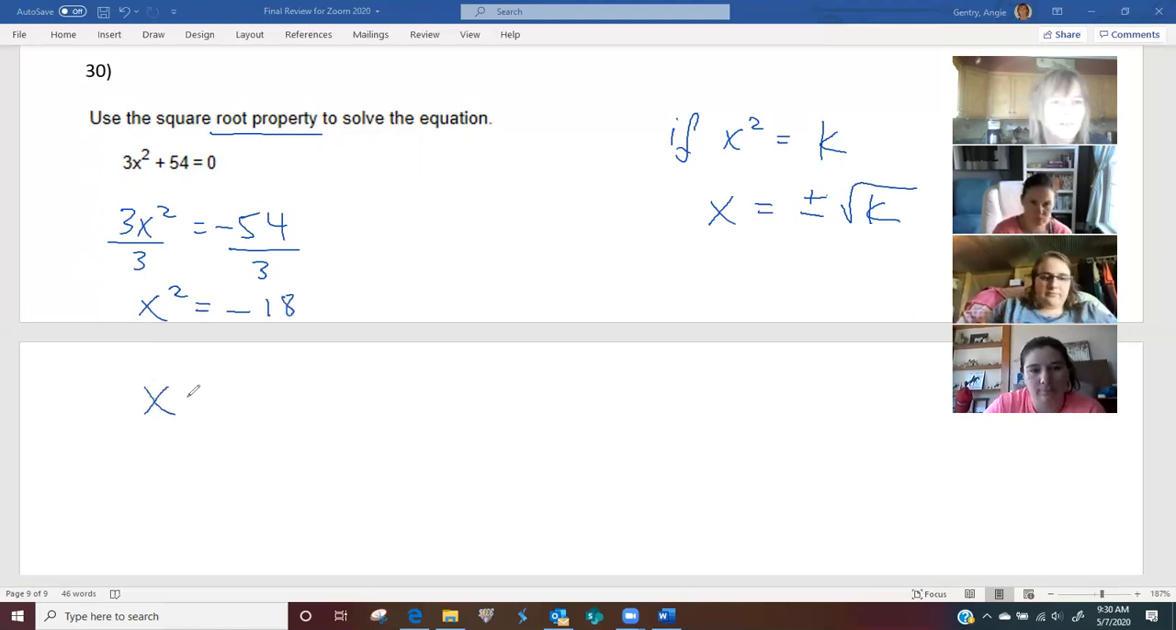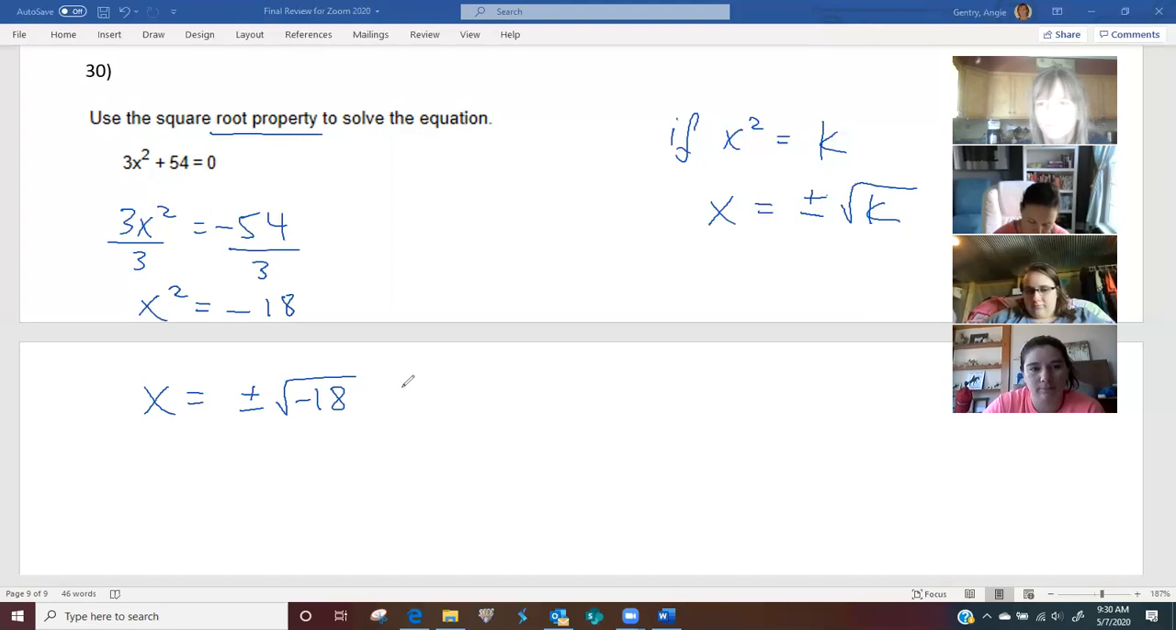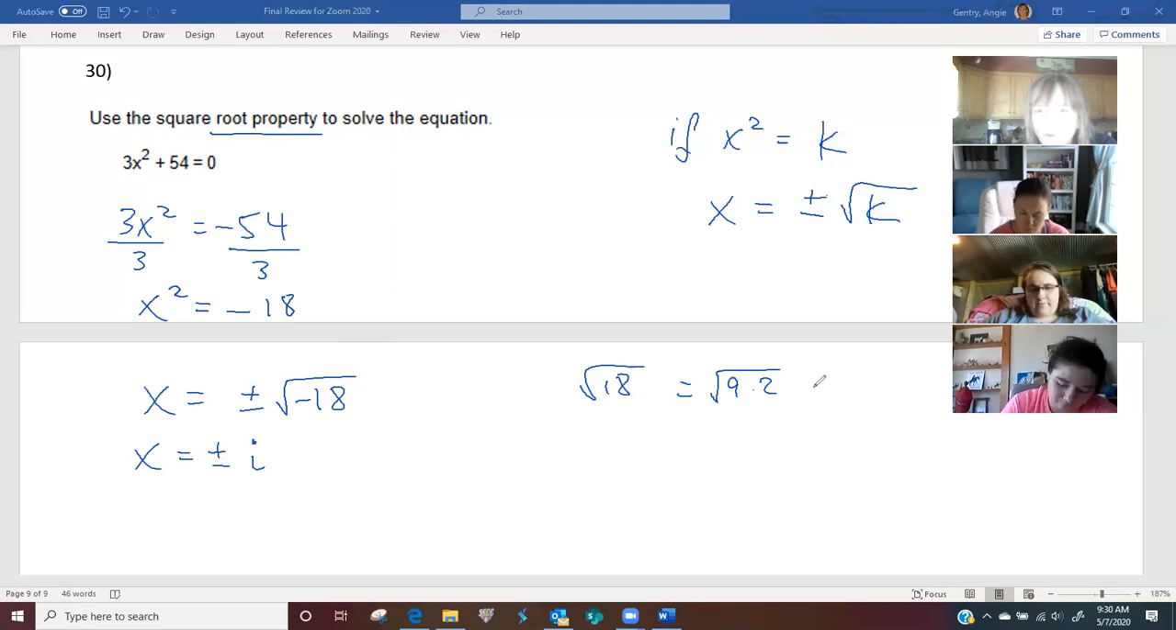And then x is plus or minus square root of negative 18. Yes? And then you pull the i out and the square root of 18. Excuse me, square root of 9 times 2. So the 3 comes out.